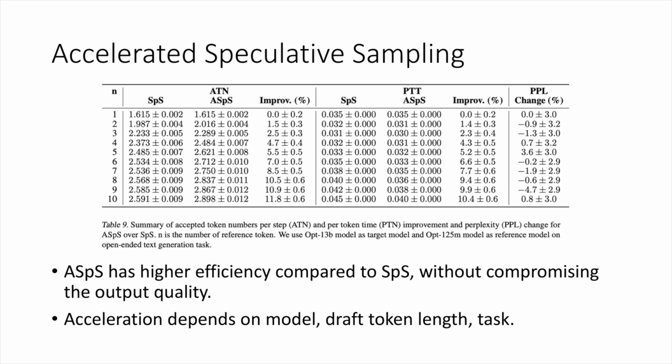Here are some experimental results. Accelerated speculative sampling demonstrates higher efficiency compared to conventional speculative sampling without compromising the output quality. The actual amount of acceleration depends on factors such as the model, the length of the draft tokens, and the specific task.